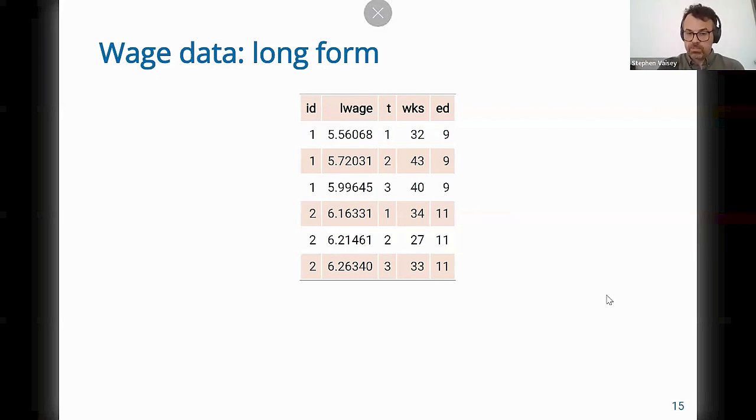We're going to have 6 rows. So an ID number for person 1, person 2, right here. So person 1 at time 1, person 1 at time 2, person 1 at time 3. We have person 2 at time 1. We have person 2 at time 2. We have person 2 at time 3.